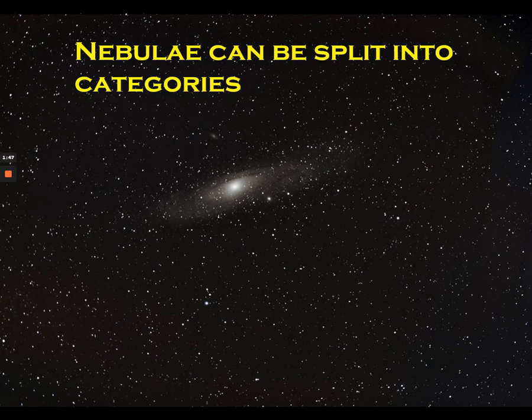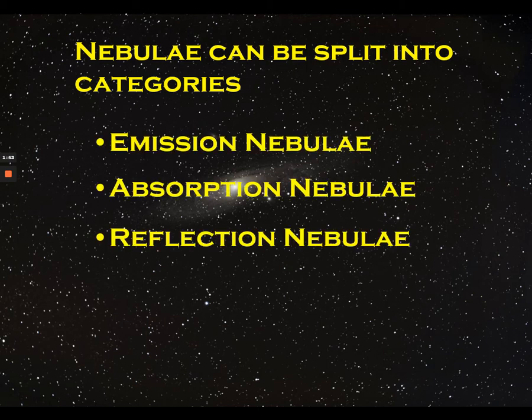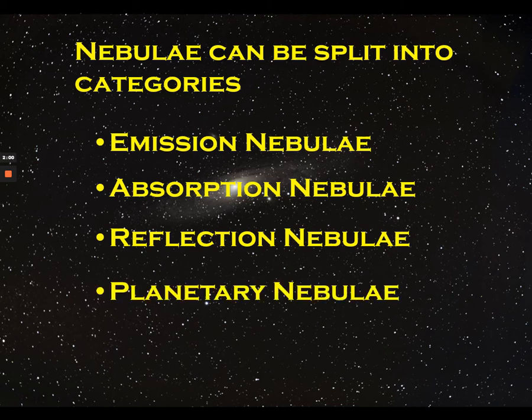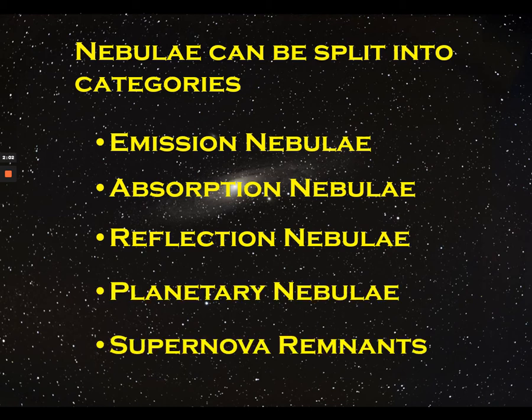So there's different types of nebulae. Now while this isn't on the course, it will be worth giving a mention too. So there are three types that are linked with the birth of a star: emission, absorption, reflection. Then there's two types, planetary and supernova remnants, which are linked with the death of a star.